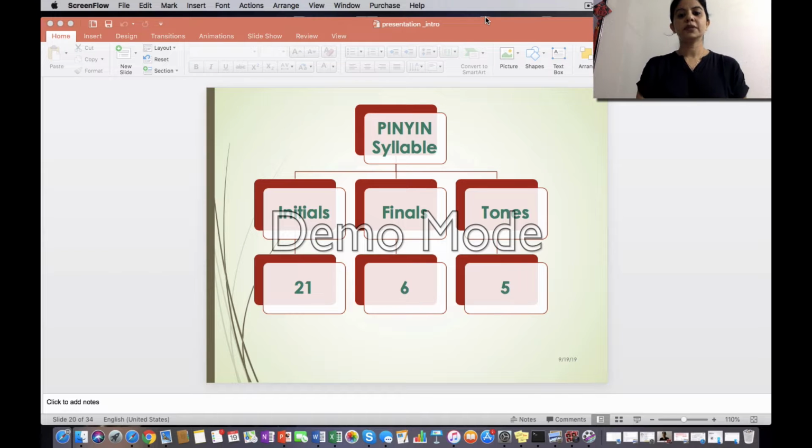If you remember, in the last class I stopped here, where I just gave you a brief introduction about initials, finals and tones. So now today we are going to see all these three things in more detail, and basically we are trying to understand the pronunciation of pinyin words. So let's get started.